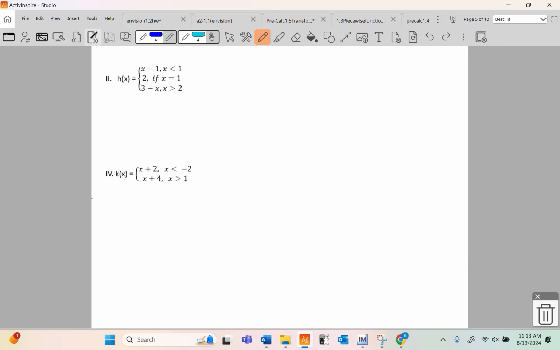Let's see, what was the goal on this one? The goal on these was to state domain and range. Some people can look at these things. I can now. And some teachers teach, just look at them.